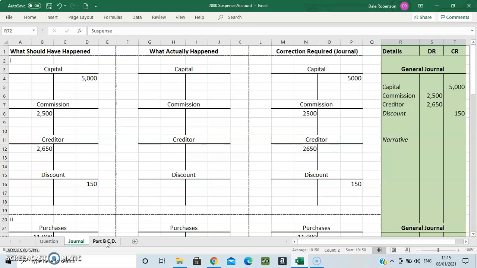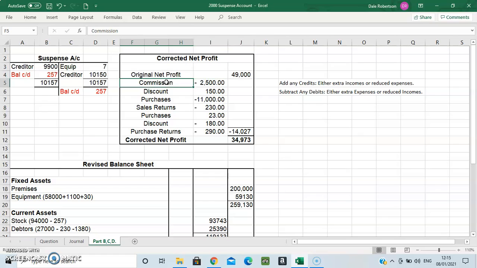So therefore you go to here and you've got from error number 1. In fact, you could put your Roman numerals here as well, if you wish. You've got commission and you've got discount. Now, one of them is a debit and therefore we subtract it, and one of them is a credit and therefore we add it. Now, what else do we have? Well, the purchases are from error number 2, and that is 11,000. So that is a debit of 11,000, so we need to put that in.